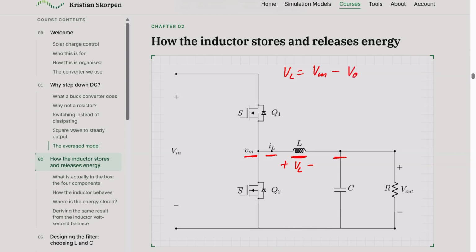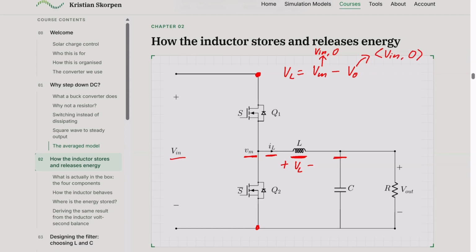So Vm could either be high or zero. So either the input voltage or zero. So we can just write that up. So we have that it's either Vin or zero, while the output voltage is ideally constant. Let's say that it is constant, just to simplify. So we know that it's a constant between the input voltage and zero.